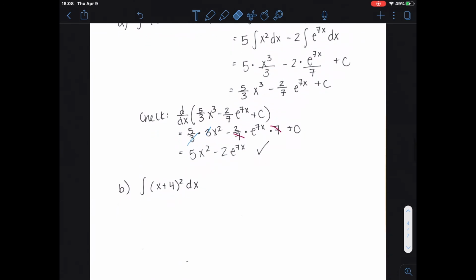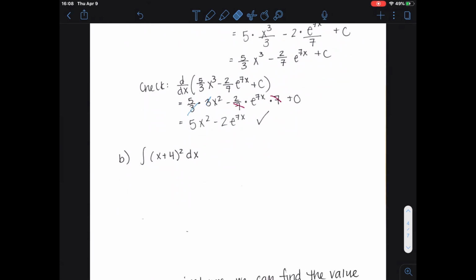Okay. So now let's try this one. Right now, it's not in a good form that I can tell you what the antiderivative is. So we do have to do a little bit of algebra and FOIL it out. So x plus 4 squared is x squared plus 8x plus 16. Now I take the antiderivative of each.